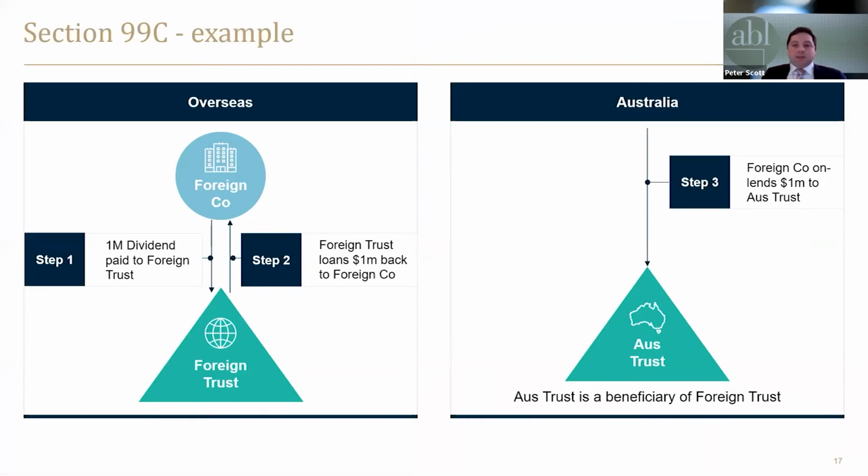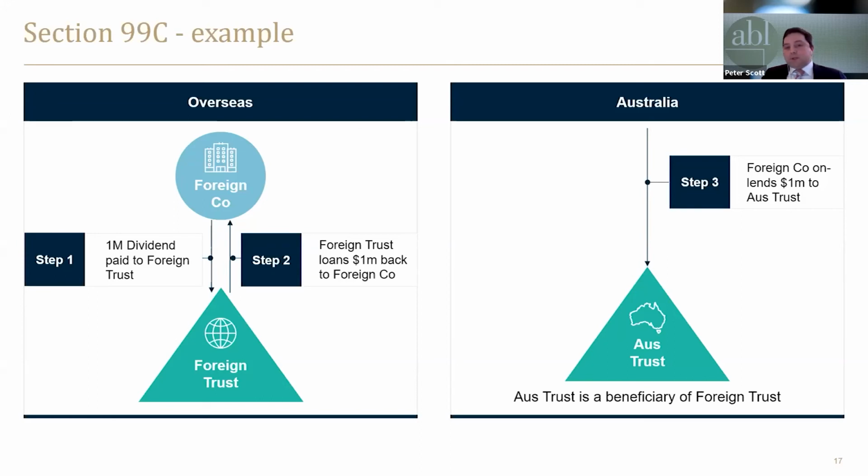So this example, if we just start at the top, involves a foreign company which has paid dividends of $1 million to a foreign trust. The trust has then used that money to make a loan back to the company. And then step 3 is that the company has then lent that money. So this has been an example of a loan to an Australian trust. So the way that you get there under 99B in this scenario is that you have an amount that's applied for the benefit, albeit indirectly, via a loan to an Australian resident. And Section 99B should be activated in that circumstance.